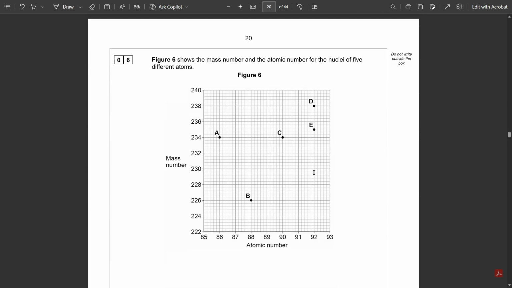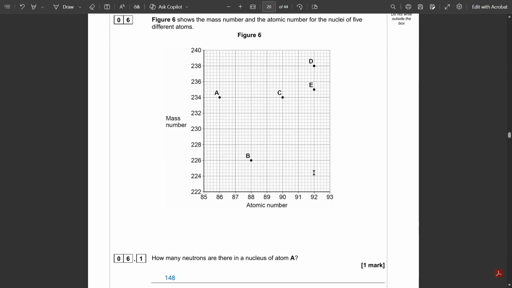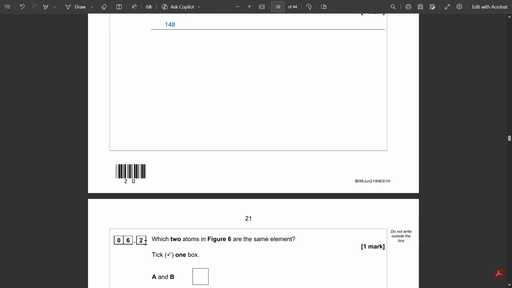Then for question 6, we're showing the mass numbers and atomic numbers for the nuclei of 5 different atoms. How many neutrons are there in a nucleus of atom A? Well, it has a mass number of 226 and an atomic number of 88. The mass number is the amount of neutrons plus the amount of protons, and the atomic number is the amount of protons. Just realized that's atom B. 234 and 86. It's just 234 minus 86 to get you an answer of 148.